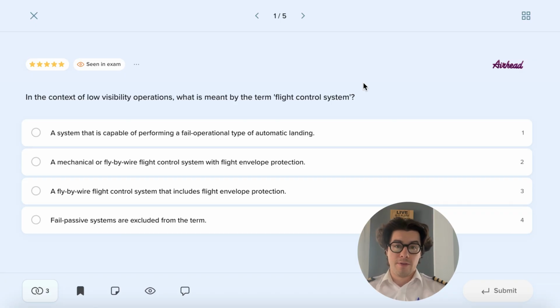OPS for the ATPL theory. All questions that you'll see have been seen in the past 30 days in actual EASA exams across all of the authorities. So let's jump into the first question.